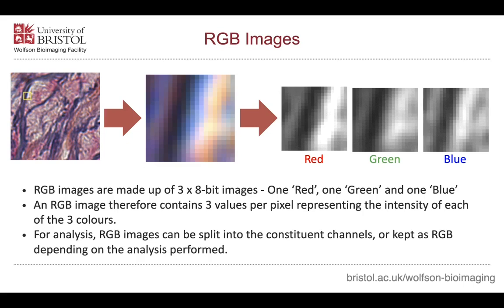For analysis, this can be split into the constituent channels or kept as an RGB image, depending on which sort of analysis you are looking to perform. So if you're looking to use the color to segment out different parts of your image, then keeping it as a color image can be useful. Occasionally, it's easier to just split it into 3 8-bit images and do standard intensity-based segmentation on individual channels. You might get better contrast just using the red channel, or better contrast just using the blue channel, and you don't need to worry about the other 2 channels.